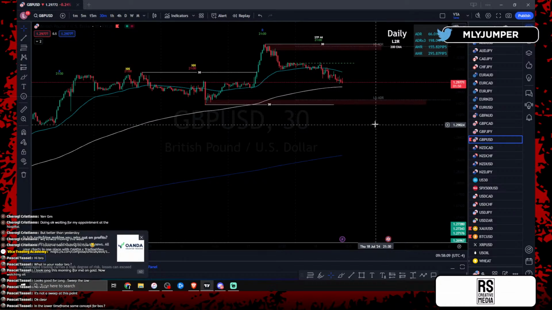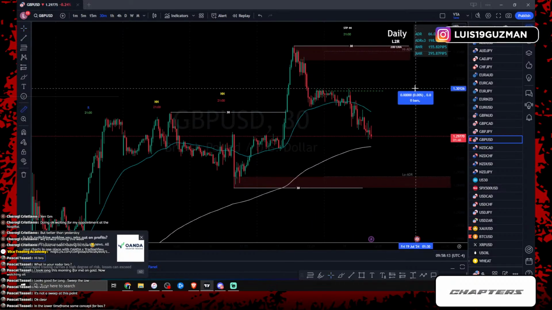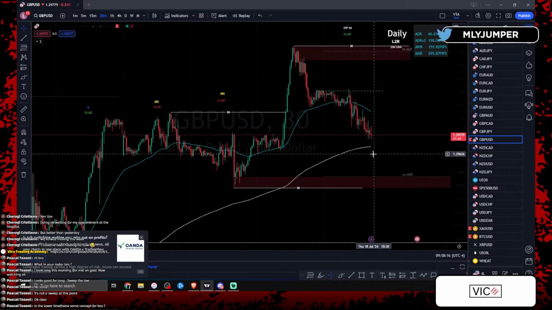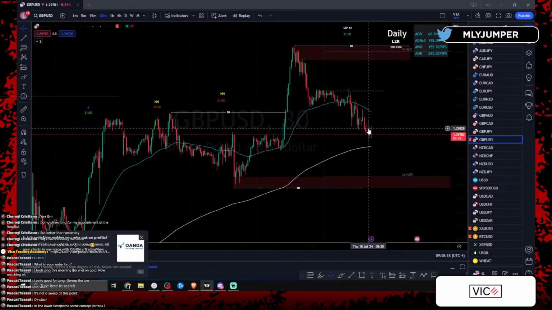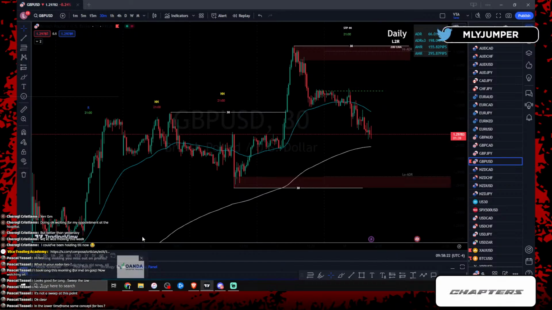And then the last pair, GU for me today. Out of 44 pips in STP, we've done 38. Price is still giving us internal lower lows and lower highs. So at this moment, I think I'm done for the day, guys.